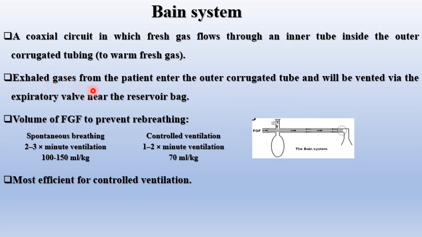Exhaled gases from the patient enter the outer corrugated tube and will be vented through the expiratory valve here, near the reservoir bag here. So fresh gas flow is coming in this way to the patient, expiration in the outer tube, to the valve and to the bag.